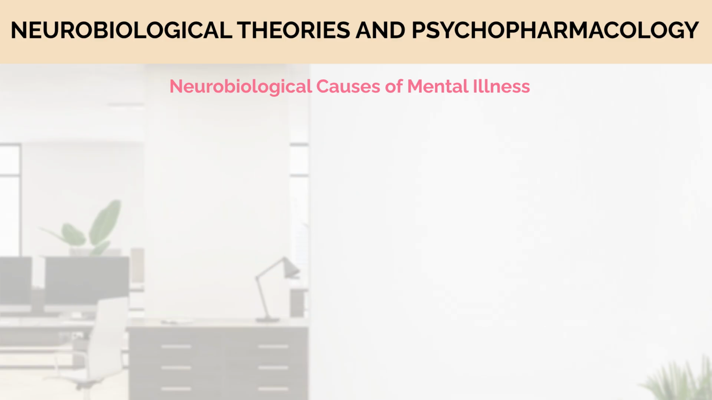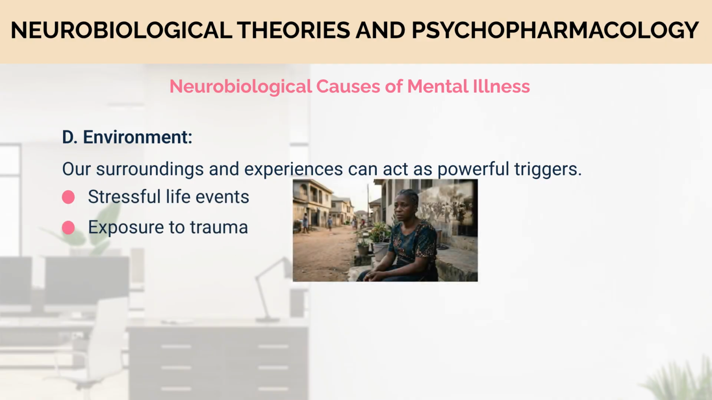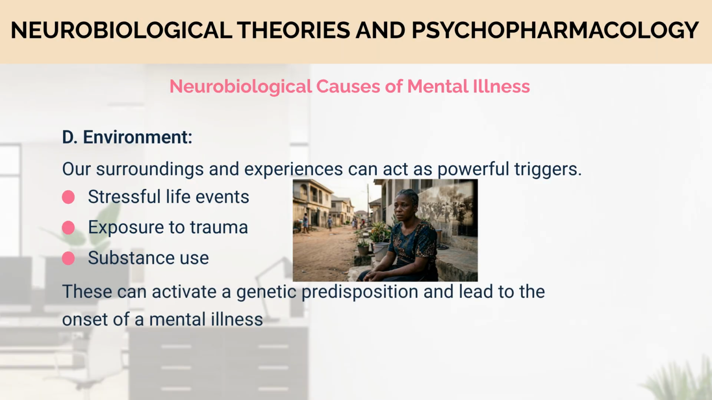Now, on to the last factor, environment. Our surroundings and experiences can act as powerful triggers, such as stressful life events, exposure to trauma, or substance use. These can activate a genetic predisposition and lead to the onset of a mental illness.